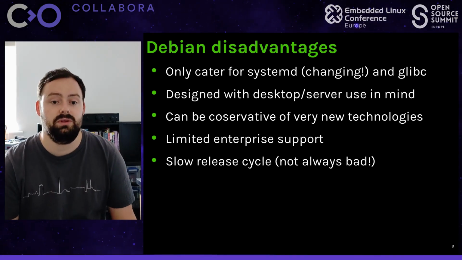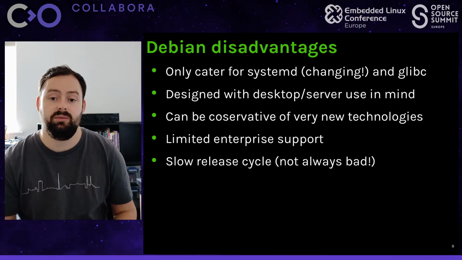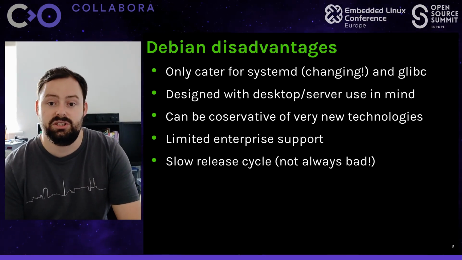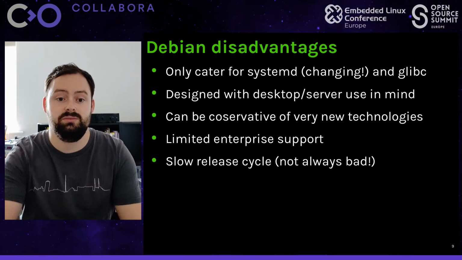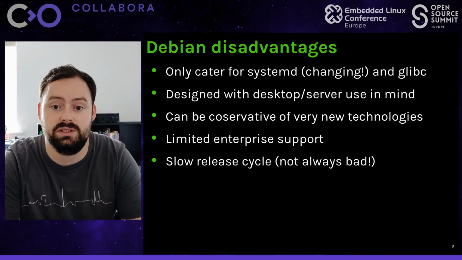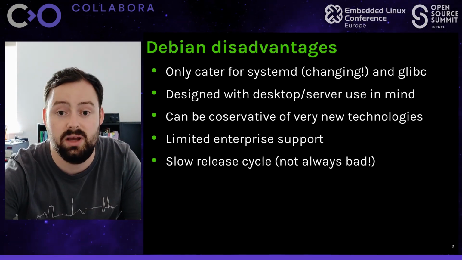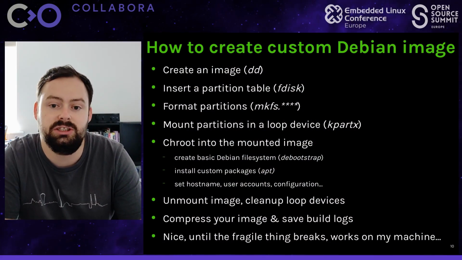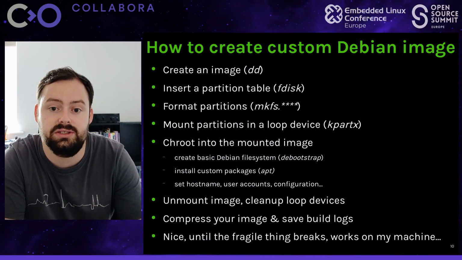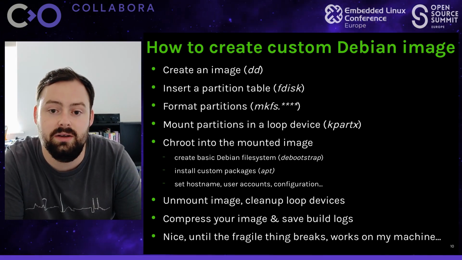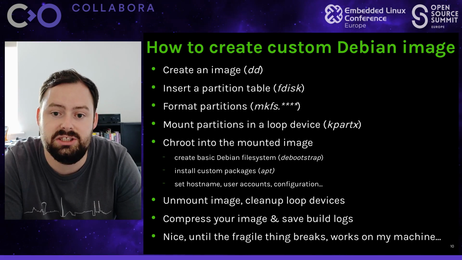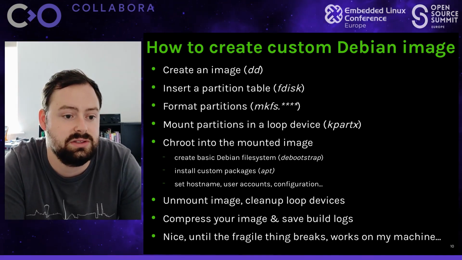So now you know the background behind why you'd want to create a Debian image over something like Yocto or Buildroot, and now I'm actually going to go through how you would create your own custom Debian image, or Debian file system, rootfs, whatever you want to call it. So the first step you'd want to do is create an image. You'd want to use something like dd here to allocate a file of, say, 4 gig, however big the image is you want to create, all of zeros.